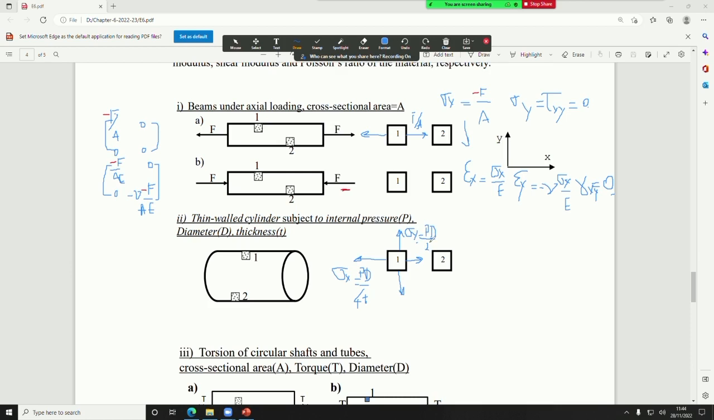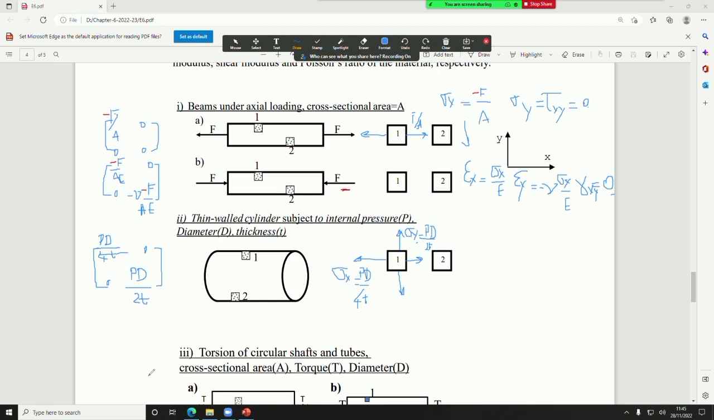What about a shear stress here? In the x, y coordinate system, or the z, theta coordinate system, in chapter 2, did we have any shear stress acting? Answer? Is there any shear stress? Why don't you answer? It's zero. So shear stress is zero. So this is the stress matrix. We have PD over 4t. There is no shear stress. And then we have sigma y, which is PD over 2t.